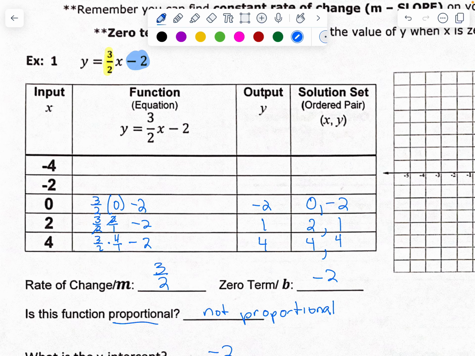And then I am going to do my negatives. I do my negatives last because I don't want to mess up my signs. 3/2 times -2, -2 over 1. So I'm going to put a little 1 there. Numerator is -6 divided by 2. -6 divided by 2 is -3. Oh, but I have to subtract 2, and that's -5.